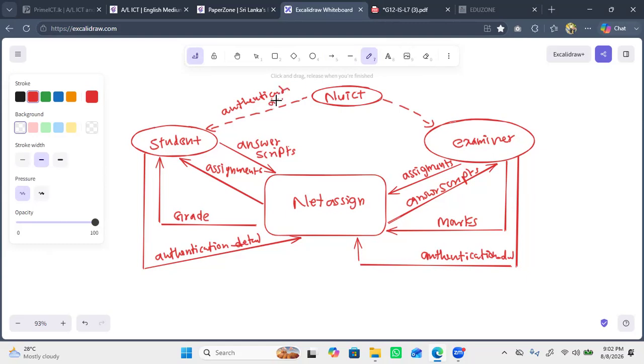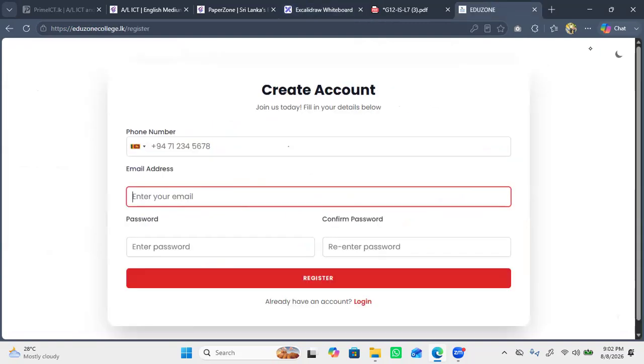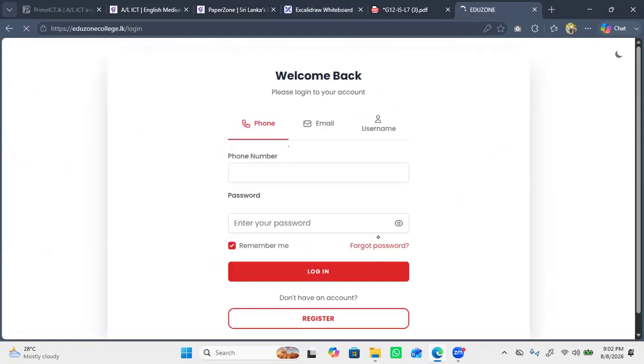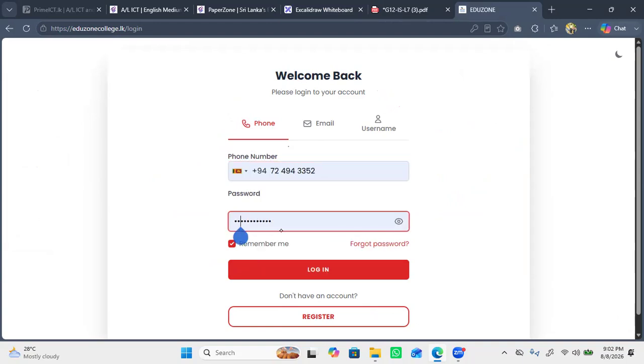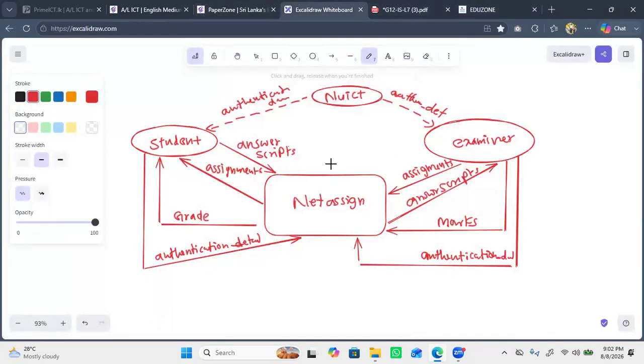Authentication detail means what? Authentication detail is username and password, to log into a system. Something like this: if you have a login account, I can go to the login page, enter my authentication details in my login account, and click login. Then I can log in.